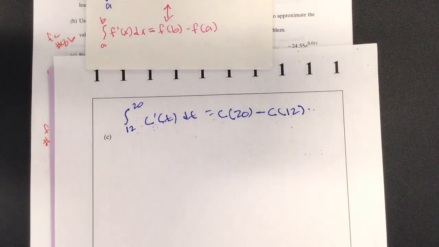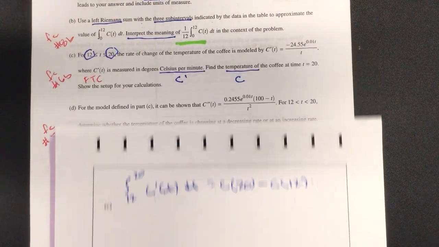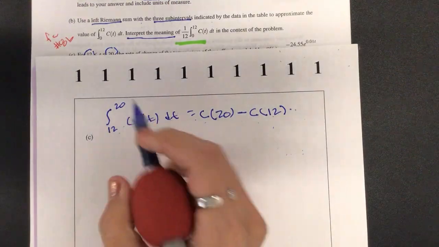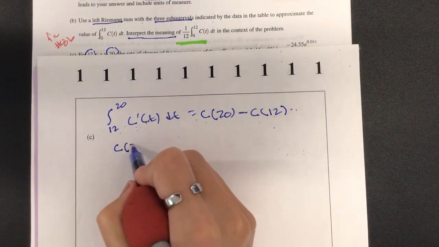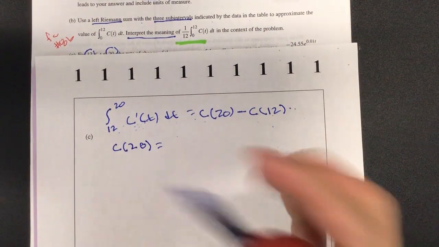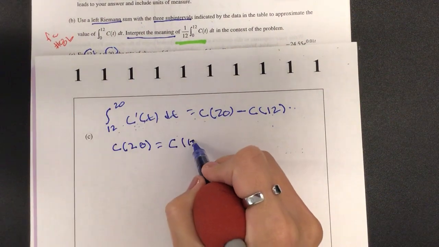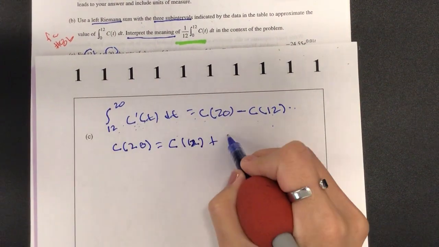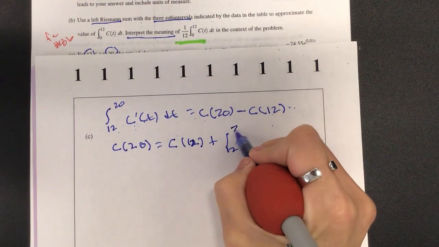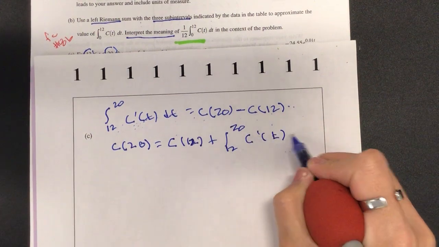And then let's do some math behind it. Our goal is to find the value of c of 20. So let's go ahead and isolate everything. I'm not going to move the c by using algebra, but I'm just going to leave it on one side. But instead, I'm going to add this to it. So when I add that, I get c of 12, plus the integral from 12 to 20 of c prime of t dt.